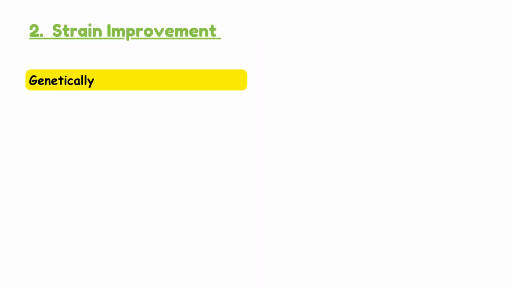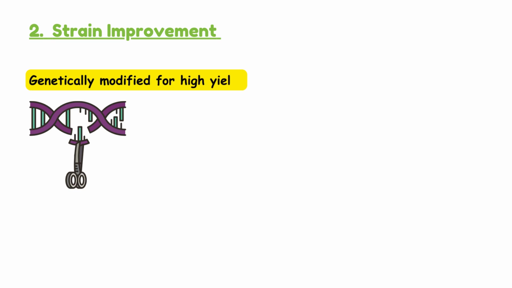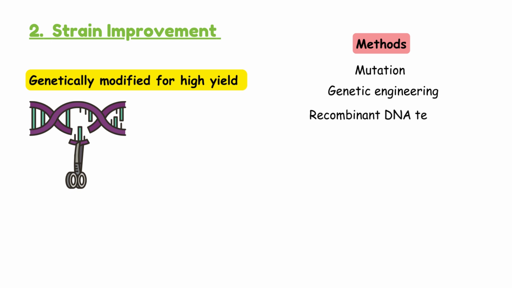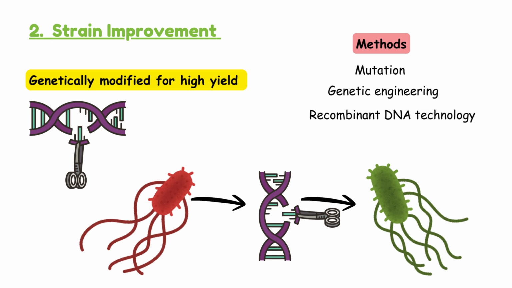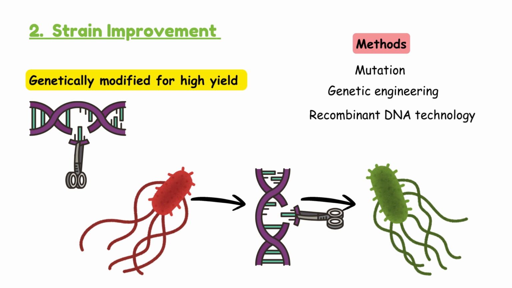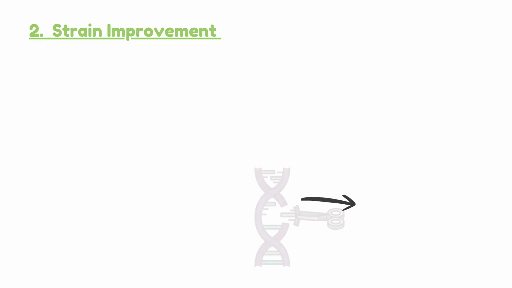Now, the second step is strain improvement, where microorganisms are often genetically improved to increase their yield. The main methods used for strain improvement are mutation, genetic engineering, and recombinant DNA technology. In this step, the specific selected microorganisms are improved. So it's a very important step for improving the microorganism strain, so they can give a higher product yield and also faster growth, which is very important for the fermentation process.